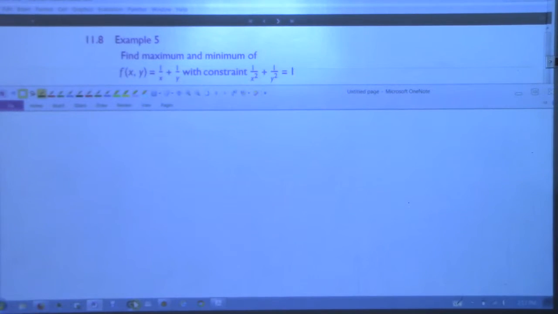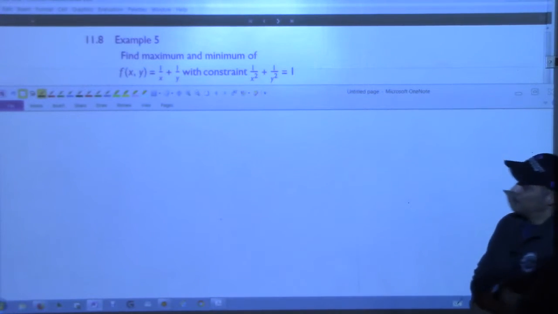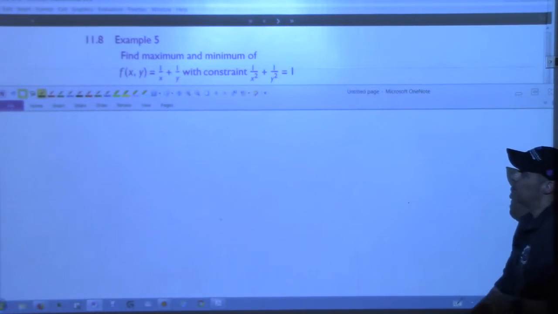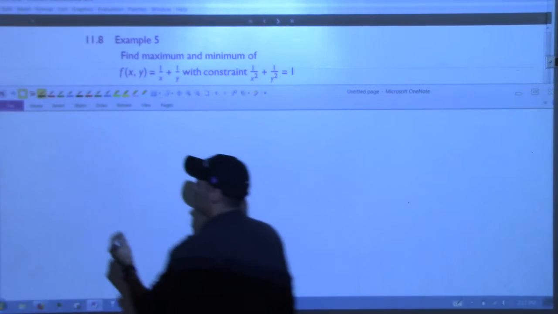Wow, it's already 2:17? What the hell? Shall we try this one? I think this will be our last one, if we can get through it. So I'm going to go right to it.